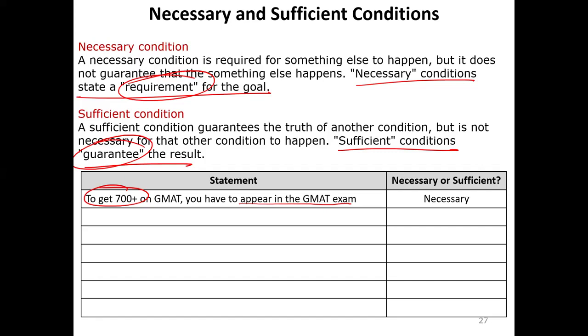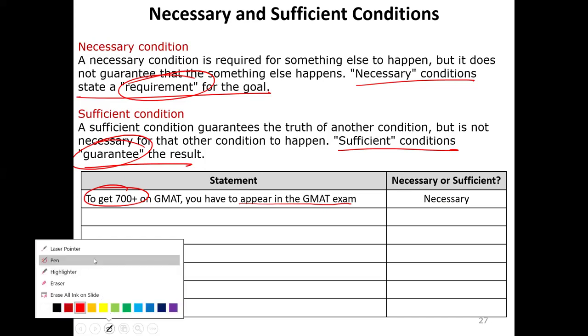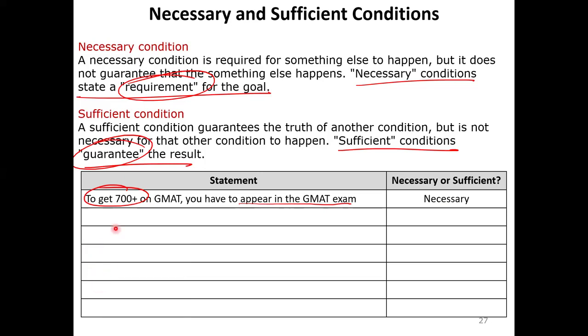Very nice. Why necessary? Appearing in GMAT is required to get 700 plus on GMAT, and hence it is necessary. But merely appearing in GMAT does not guarantee that you get 700 plus, and hence it is not sufficient.